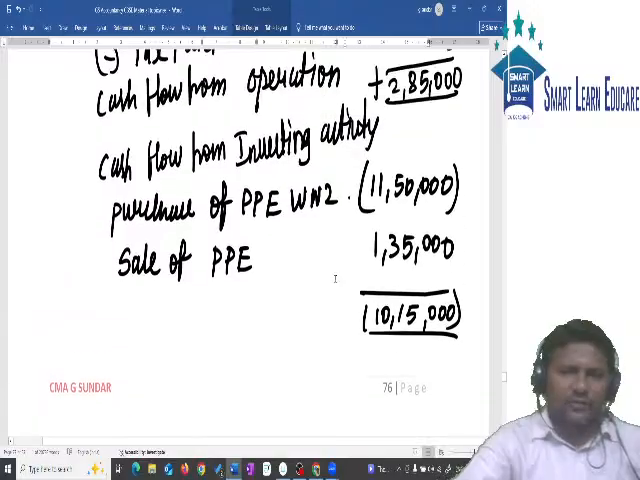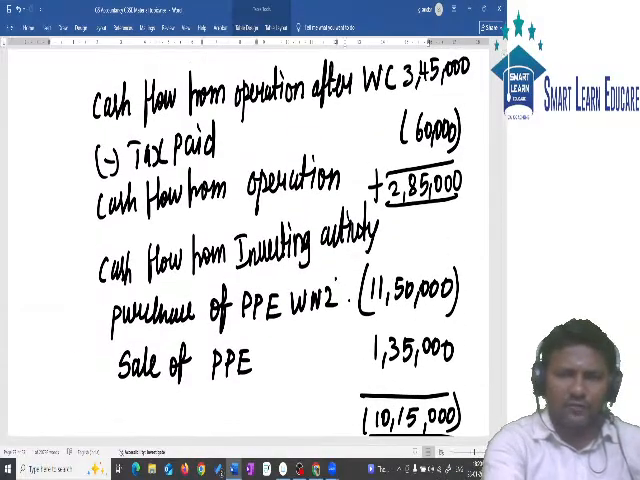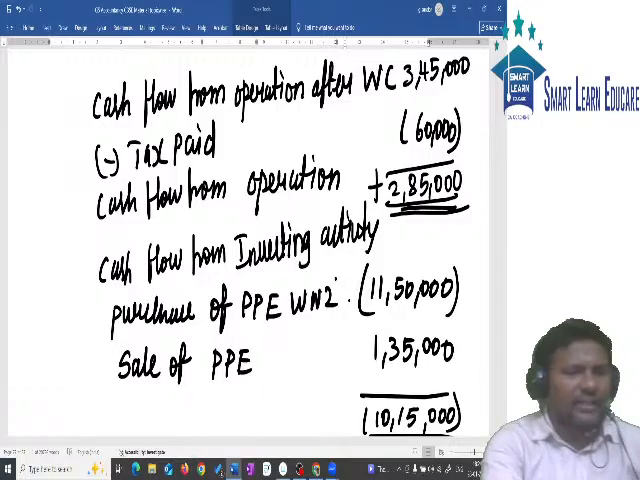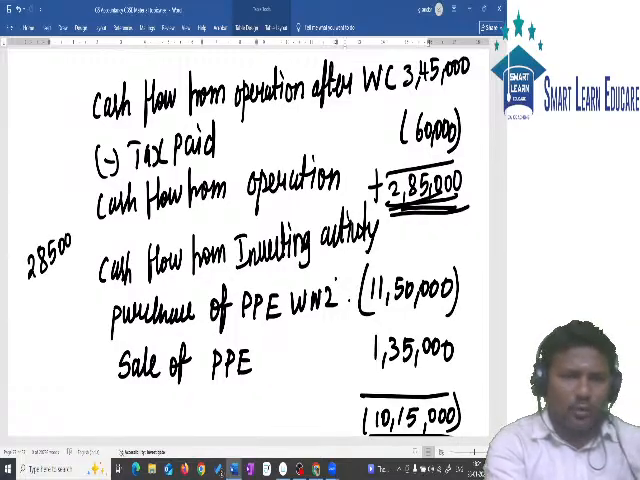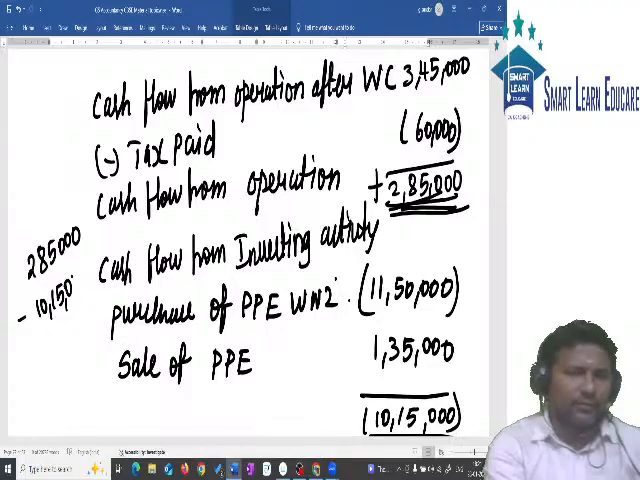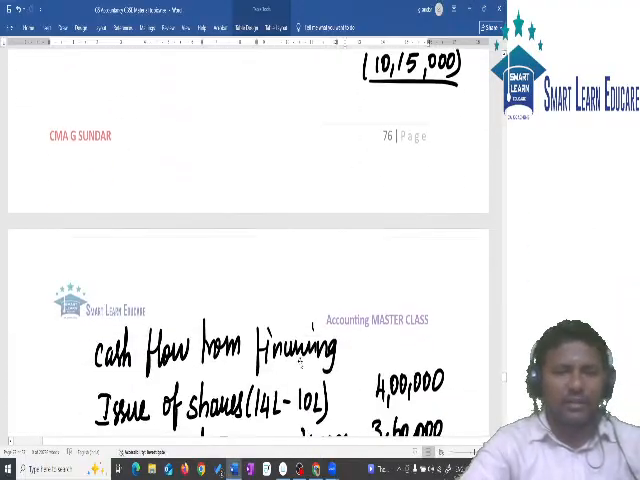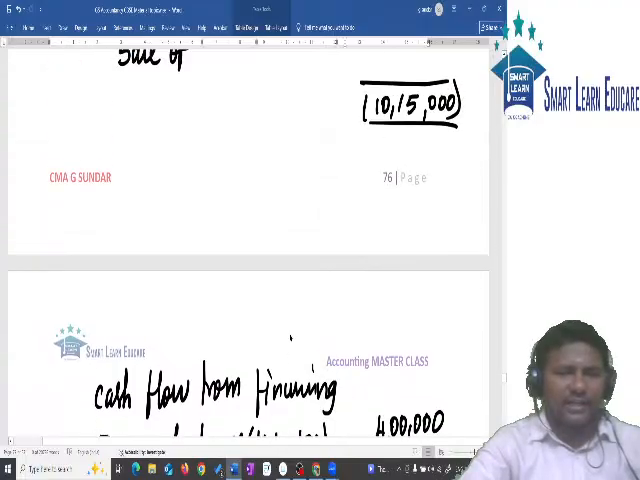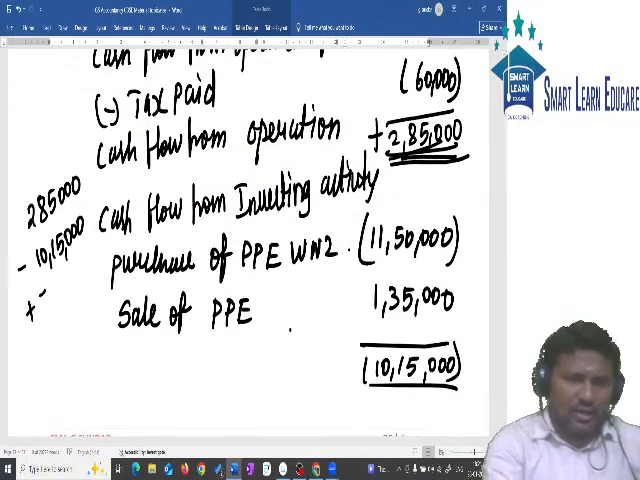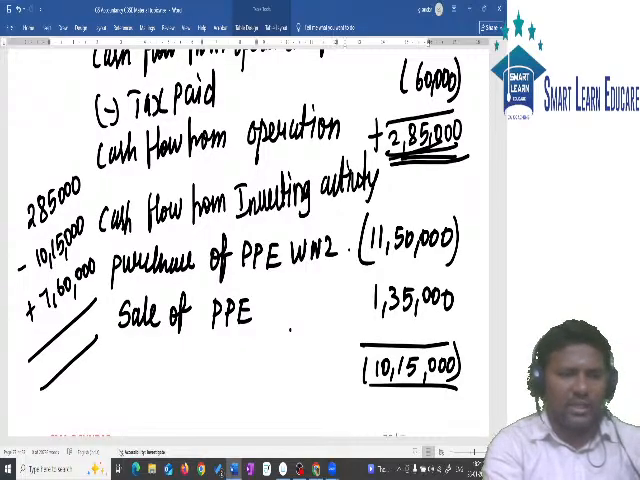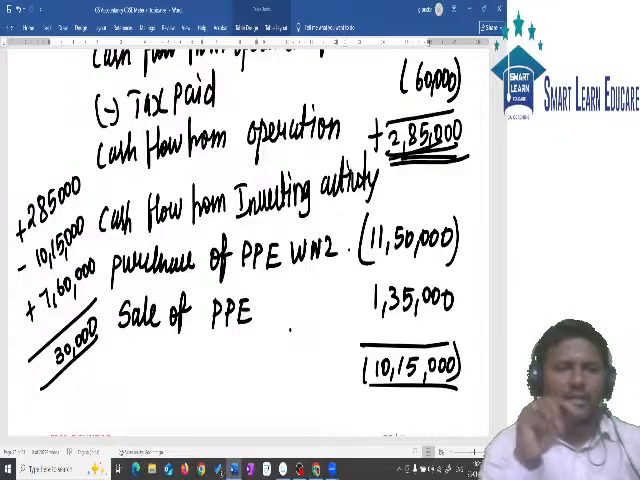ஆப்ரேட்டிங் ஆக்டிவிட்டியோட கேஷ் ஃப்ளோ எவ்வளோ? ஆப்ரேட்டிங் ஆக்டிவிட்டியோட கேஷ் ஃப்ளோ ஃப்ரம் ஆப்ரேஷன் இஸ் 2,85,000. கரெக்டா? அப்புறம் கேஷ் ஃப்ளோ ஃப்ரம் இன்வெஸ்டிங் ஆக்டிவிட்டிஸ் அவுட்ஃப்ளோ minus 10,15,000. And cash flow from financing activity. What is cash flow from financing activity? 7,60,000. அப்ப that is plus. இந்த மூணு நம்பரையும் ஆட் பண்ணா, if you add these three numbers you will be getting how much amount? Means net 30,000.